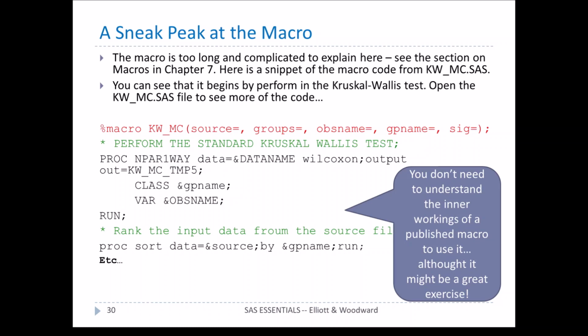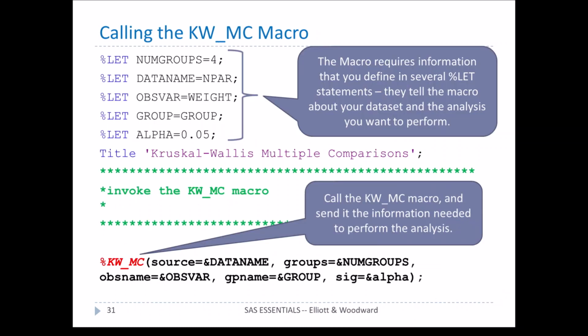We can see that we're creating a macro called KWMC, and we're entering several pieces of information: source, group, observation name, group name, and significance level. I won't go into the details there, but you can look at that if you want to go through this macro. It's a good exercise to see what's actually going on here. Now let's call the macro. Once we create a macro, we can call it, and we need several pieces of data to call it. This is the data that's going to be sent into the macro in order for it to do the work that we want it to do.